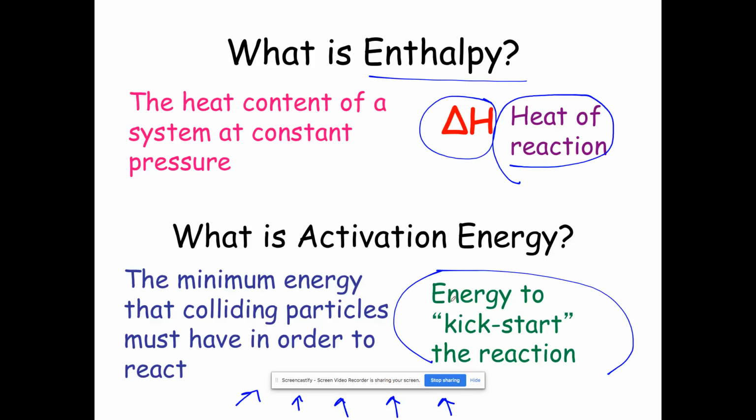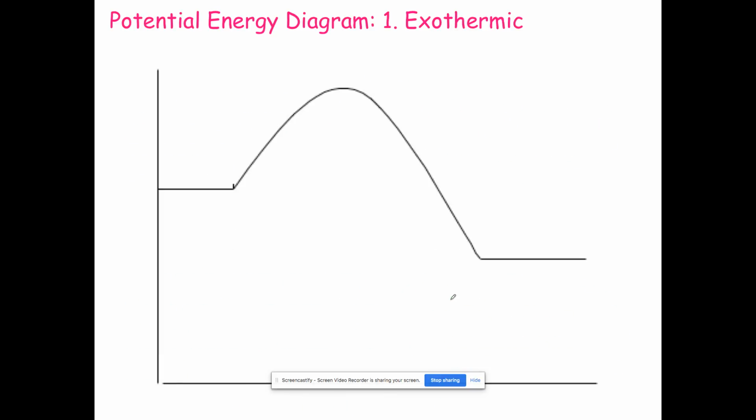Anyways, activation energy starts it. The energy it takes to get it going, because everything requires energy. This strange thing is called a potential energy diagram. In every potential energy diagram, you're going to see two flat lines and a curve in between. So you'll notice we have a flat line here, we have a curve upward, coming down, and flat lines again.